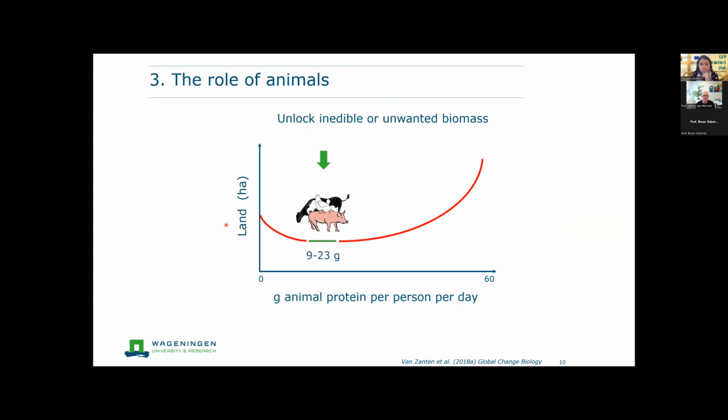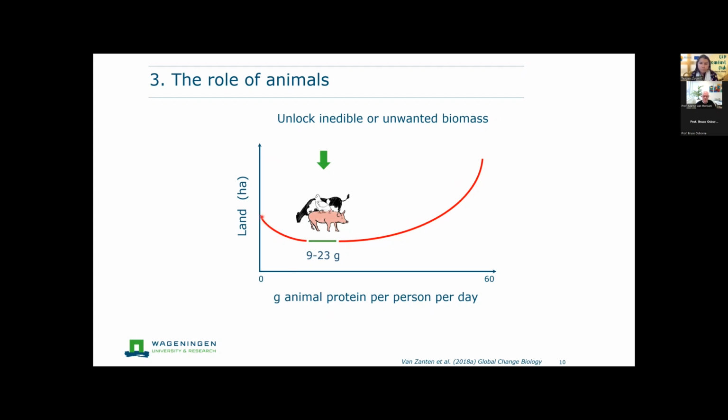It's to use animals in our food system in a sensible manner. You can show that if we want to produce a certain amount of animal protein per person per day, and in Northwest Europe we're consuming around 50 to 60 grams of animal protein per person per day at the moment, that requires a lot of land simply to produce the feed and to convert that feed into these livestock proteins, animal proteins.